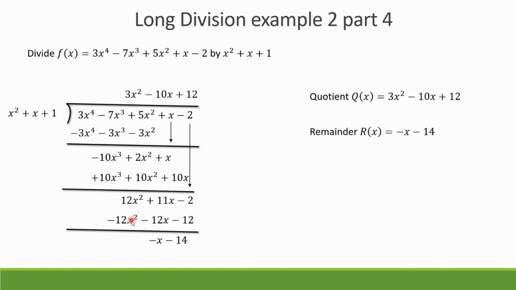So what happens when you subtract? The 12x squareds are gone. We have 11x minus 12x, which is minus x. And then we have minus 2 minus 12, which is minus 14. But now we stop because the degree of this is 1. So altogether then, our quotient is this, and this is our remainder.